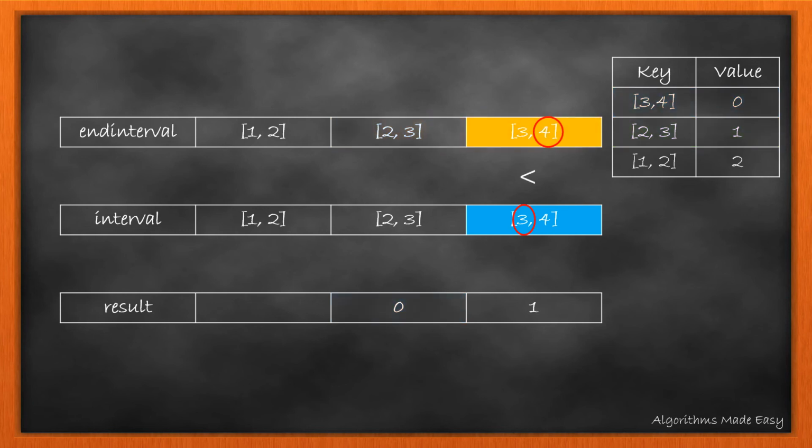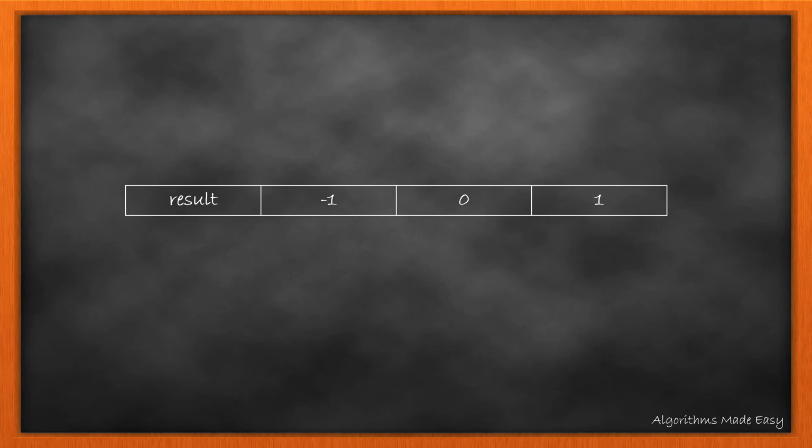Now we check, and as 4 is greater than 3, we increment the pointer, which goes beyond the size of the array. In this case, we put -1 at the index of 3, 4. As we have looped on all the intervals, we return the result.